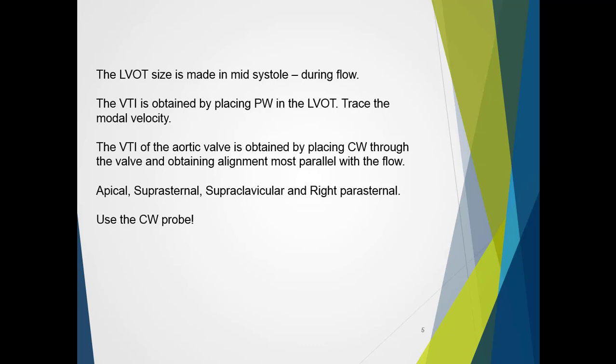Using the machine measurement tool, we draw around the flow, thus capturing the entire range of velocities over a period of time. The velocity time integral of the aortic valve is obtained by placing continuous wave through the valve and obtaining alignment most parallel with the flow. This means investigation from multiple windows, such as apical, suprasternal, supraclavicular, and right parasternal. However, the location for the probe placement is not limited to these, such as a subcostal or left parasternal window may offer the best alignment.